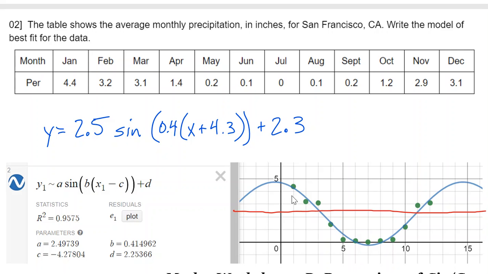Now, true, in San Francisco, they seem to dance on either side of that. Nothing seems to be fairly close to the 2.3. It's either way up or way down, but that's California for you. All right.